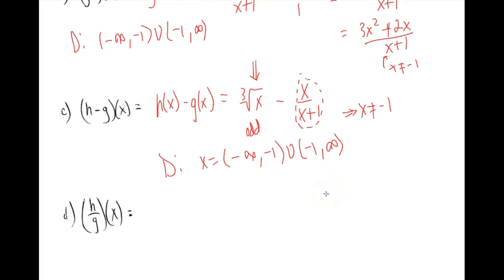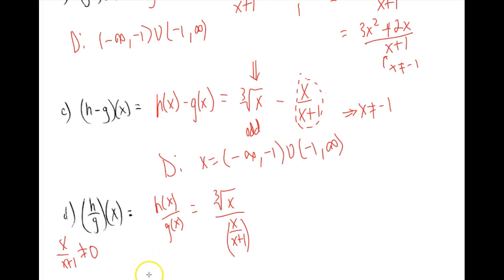Moving on to the last example, we have h of x divided by g of x. And so in this case, our h of x again is the cube root of x. Our g of x is x over x + 1. Okay. So now when we look at this, we see that we actually have two restrictions going on. The first is if we look in the denominator, we know that x divided by x + 1 cannot equal 0. And what's going to make that equal 0 is if I plug in 0 for x right here. So all this implies that x cannot equal 0.